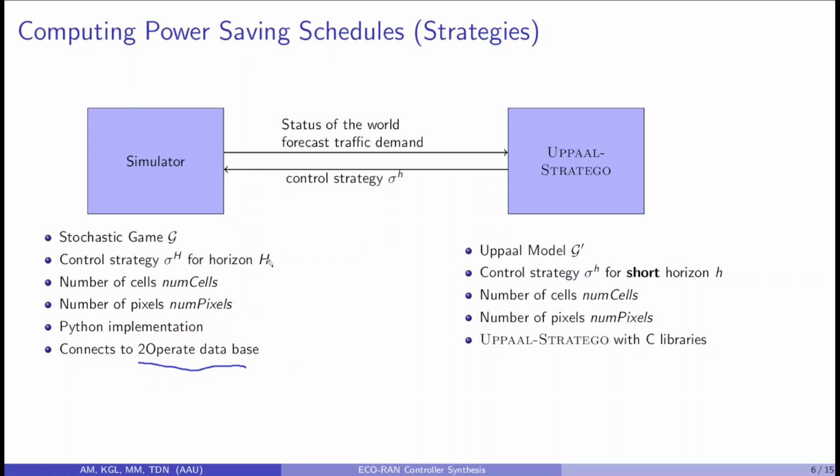More concretely, in our simulator we have a game, a stochastic game. It's stochastic because the traffic can be modeled using probabilities. Our controller, Uppaal Stratego, also has a model, but this one is a more abstract model, and it is going to compute a strategy or a scheduler for a very short horizon, but it uses the same number of cells and pixels.